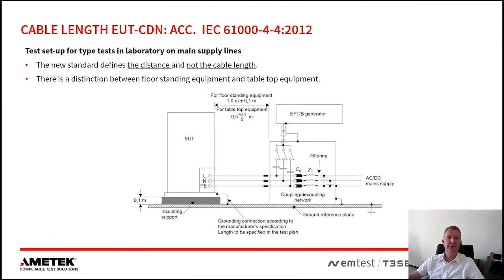The edition 3 no longer specifies the cable length between the output of the couple network to the EUT. It specifies the distance between them. This is for tabletop equipment, half a meter, and for floor ceiling equipment, 1 meter. This makes life much easier, especially for EUTs having an uplifted cable entry.